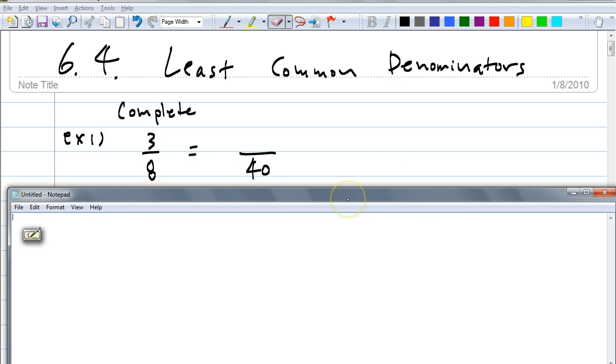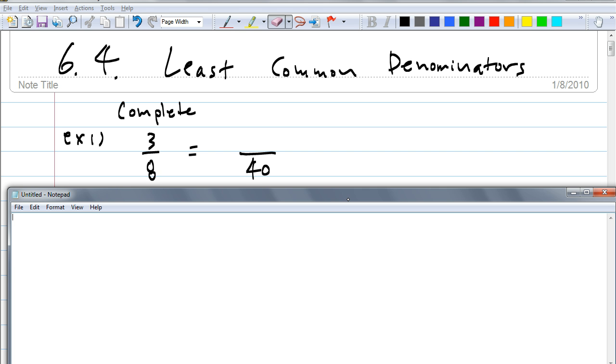It says complete. Fill in the blank. You've got 3/8 equal to something over 40. You should all know how to do this without any problem. We can always change the denominator of a fraction. Actually, you can change it to anything you want, really, except 0, I guess.